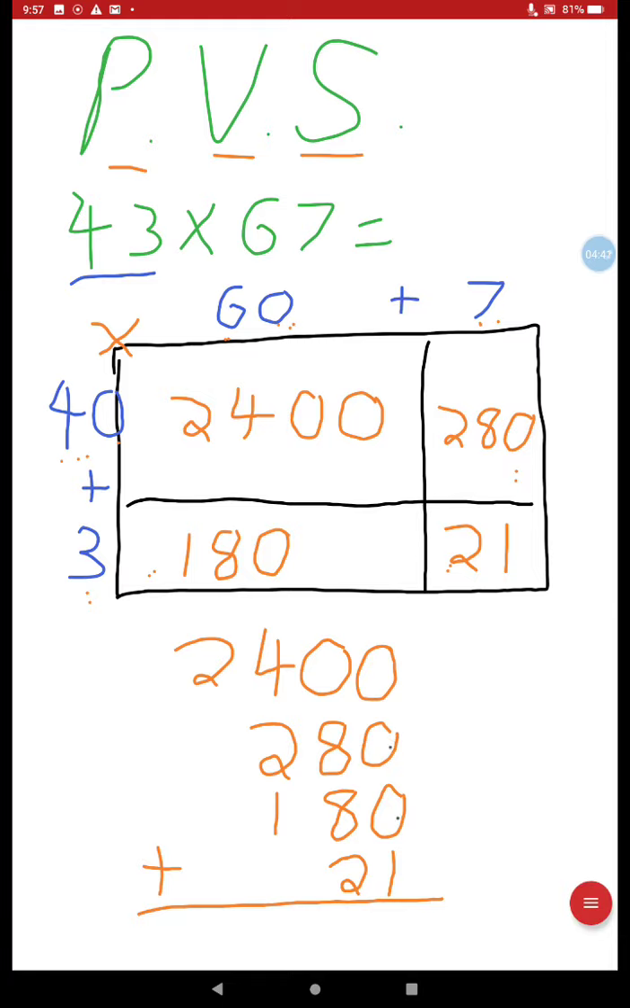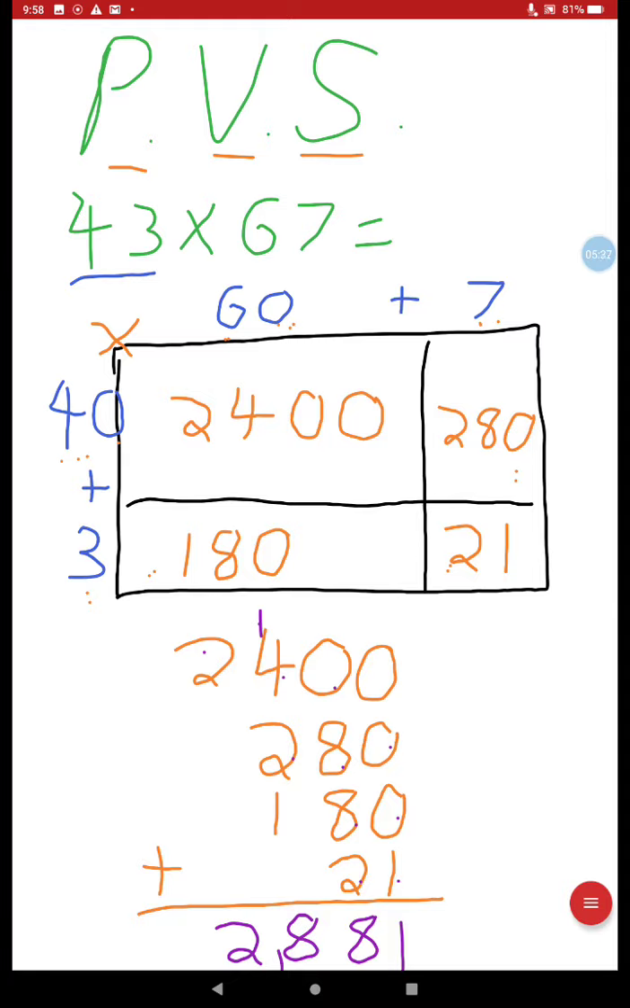0, 0, 0, and 1 gets me 1. 0, 8, 8, and 2 gets me 18. Carry the 1. Remember, this is why we have to make sure to line it up properly. 1, 4, 2, and 1 gets me 8. Nothing to carry. 2 and nothing gets me 2. So 43 times 67 gets me 2,881. Keep that in mind, 2,881.